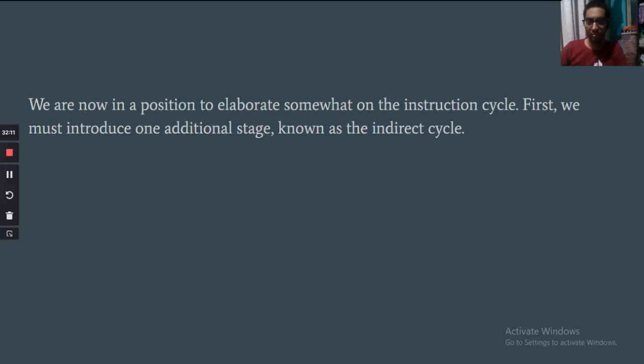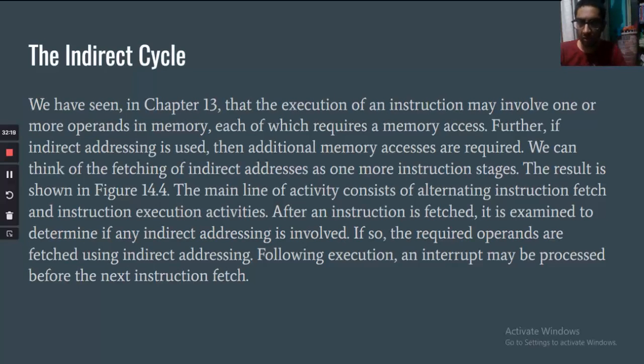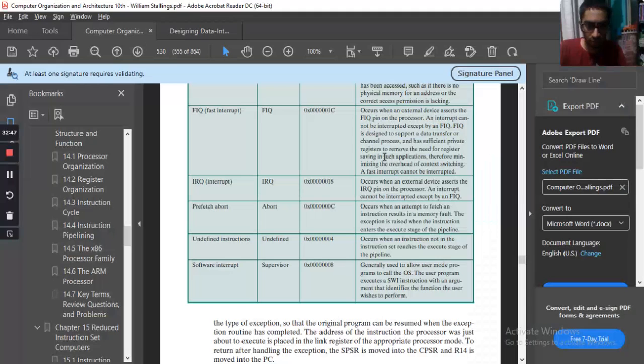We are now in a position to elaborate somewhat. First, we introduce one additional stage known as the indirect cycle. The indirect cycle: as we have seen in chapter 13, the execution of an instruction may involve one or more operands in memory, each of which requires a memory access. Further, if indirect addressing is used, then additional memory accesses are required. We can think of the fetching of indirect addresses as one more instruction stage. The result is shown in figure 14.4.